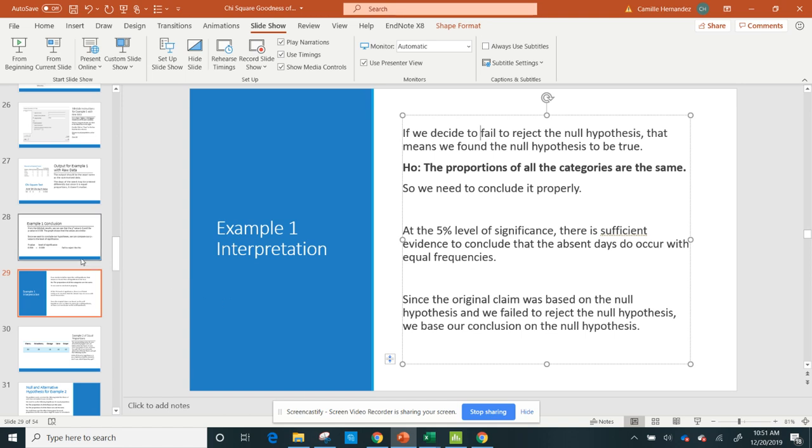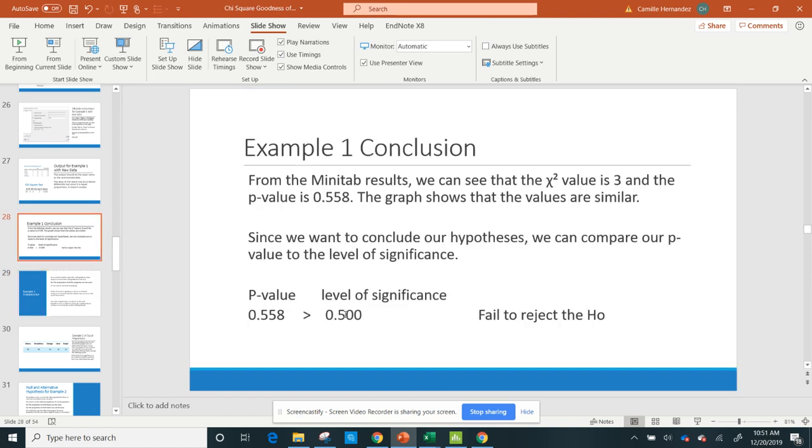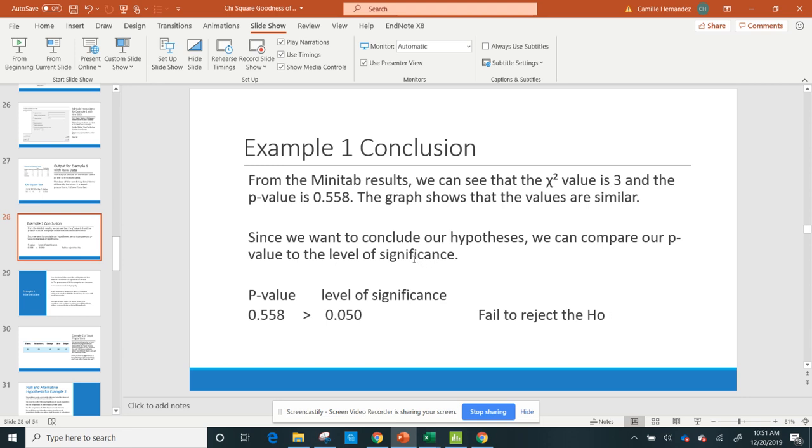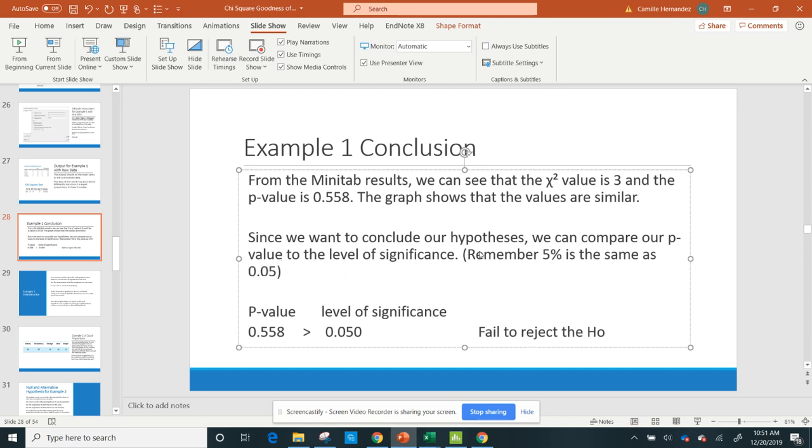And I just found a typo. So let me go show you what I did. This should not be 500. This should be this. Why? Again, because it was that 5% level of significance. So that was bad on my part. So I'm going to type it up here. Remember, 5% is the same as 0.05. Okay, so make sure when you do that, that you watch for these kind of things, because you saw that I just made a typo and it doesn't need to be that way.